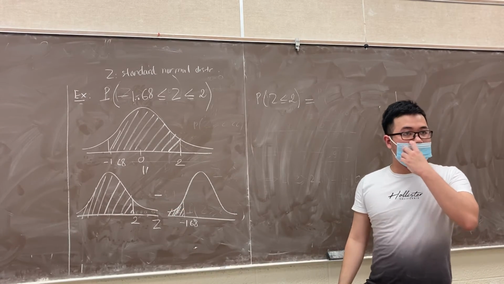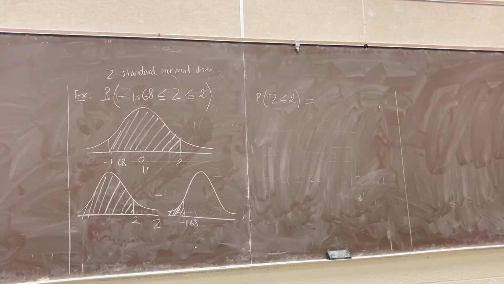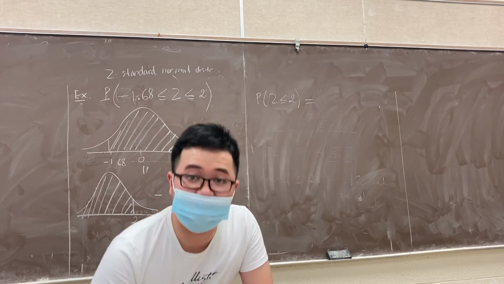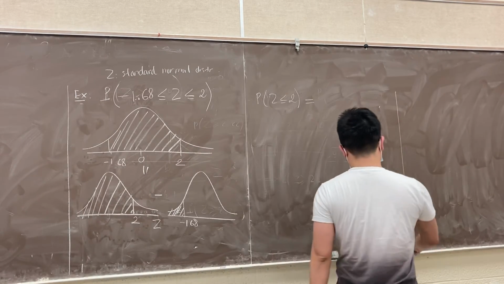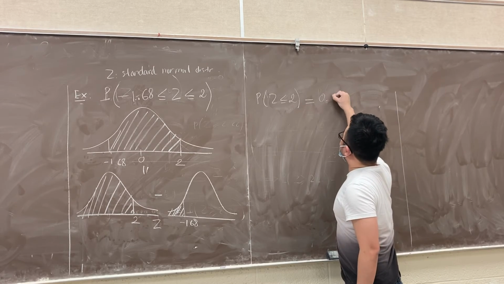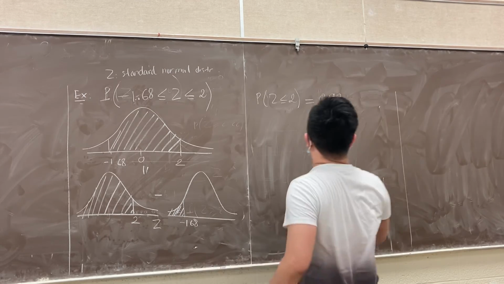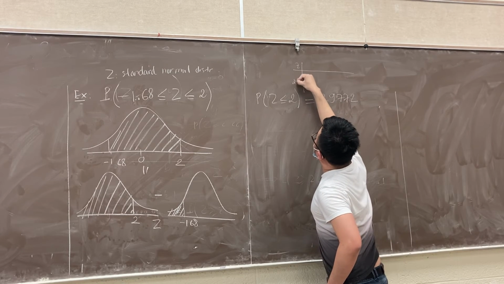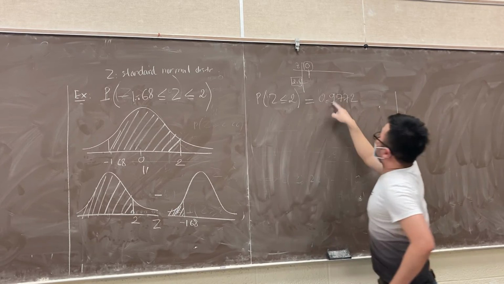How to calculate this? Okay, I got 0.9772. Yeah, exactly. When you look at the table, you find the probability is 0.9772. Because you look at Z here, so you find 2.0 and 0.00 here, and you find the intersection between them, so you get this number.